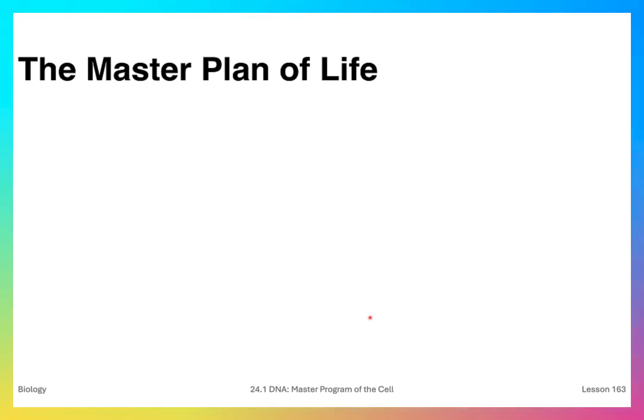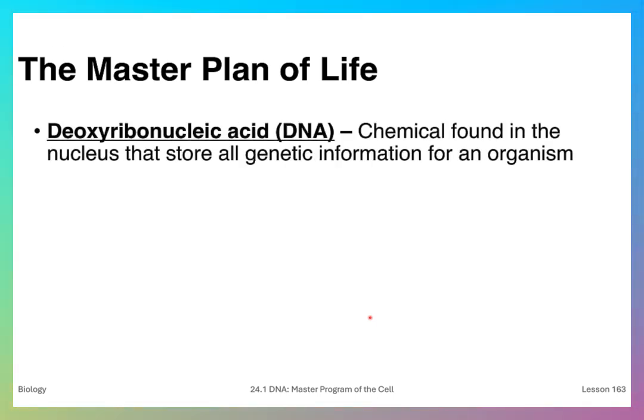Today we're going to talk about how genetic information is transferred. So today we're going to talk about the chemical background behind what we talked about last week in week 3, the heredity and the genetics. In order to do that, we need to talk about DNA, deoxyribonucleic acid. This is a chemical found in the nucleus in which all genetic information for an organism is stored.